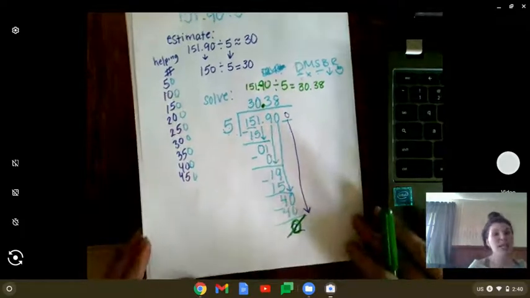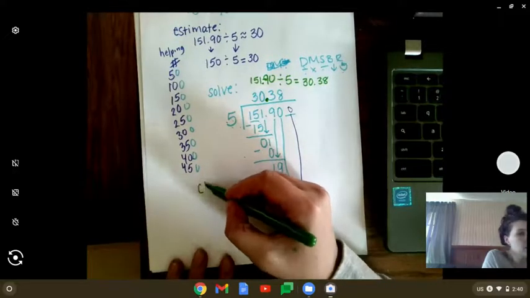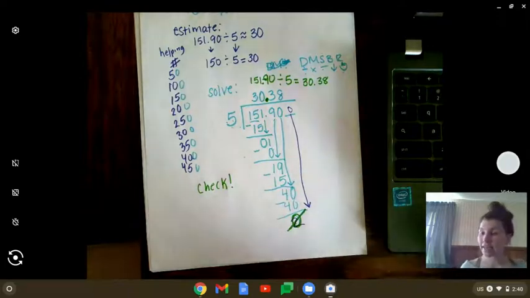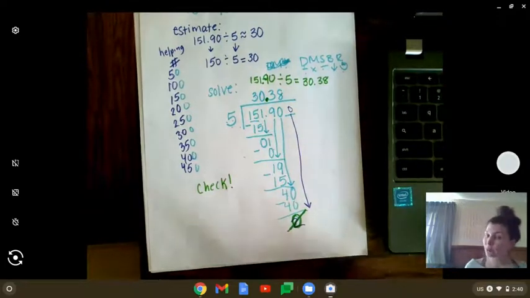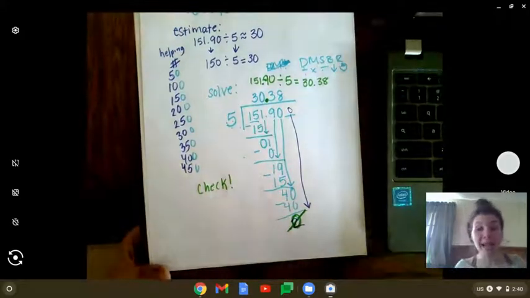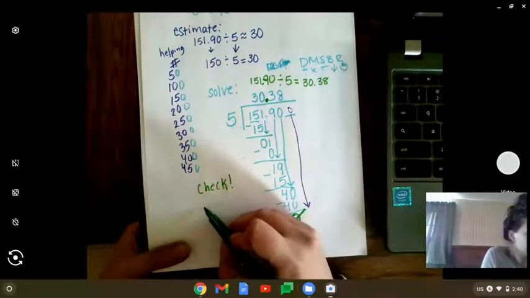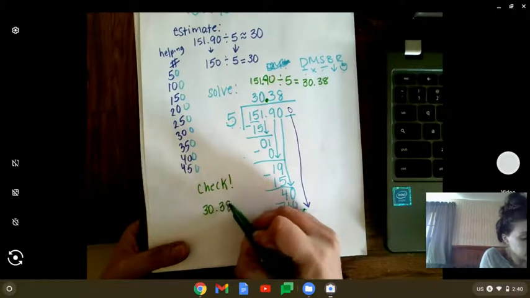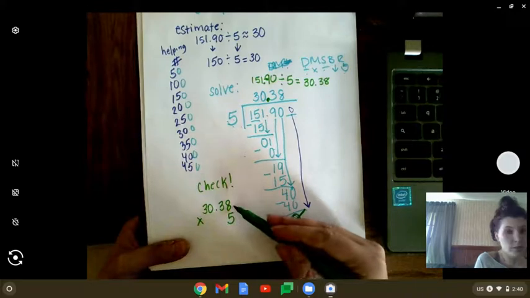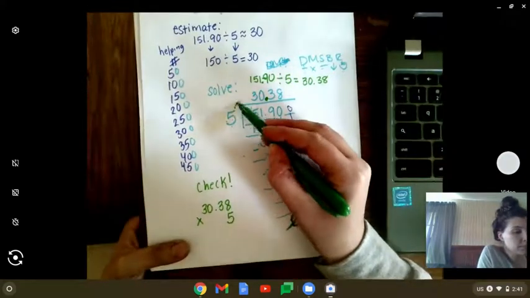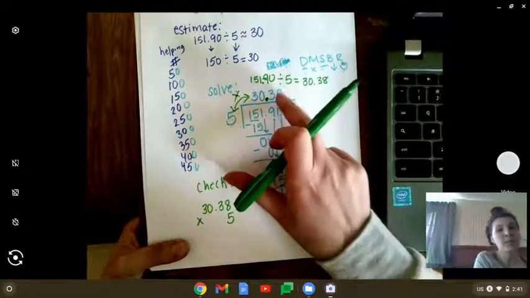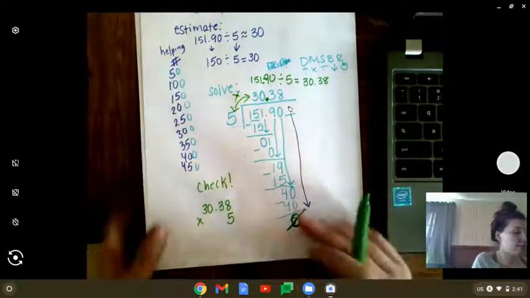We are not done just yet. We need to check our work. Remember, you check your work by doing the opposite. So if we divided, then we multiply. If we subtracted, then we add. So we don't have a remainder, so we don't have to add. We are taking 30 and 38 hundredths and multiplying it by 5. So the answer, or the quotient, by the divisor. This number by this number, and you multiply. Because how did we get this answer? We got this answer by dividing by 5.